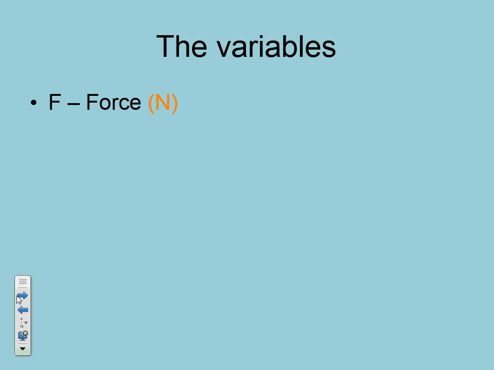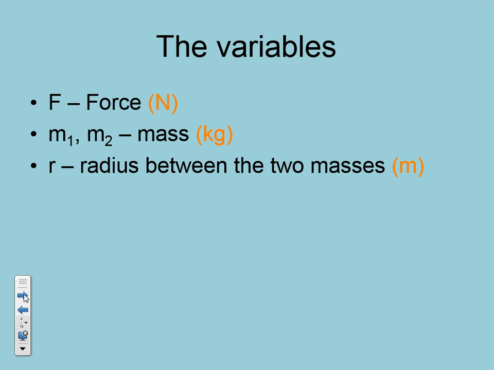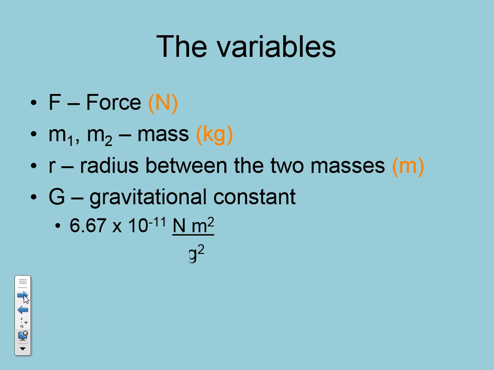So our variables. It's a force, so it's in newtons. Your masses need to be in kilograms. Your radius needs to be in meters. G is a constant, and that value is 6.67 times 10 to the negative 11 newton meter squared per kilogram squared, which is why your units are dictated for those other variables.